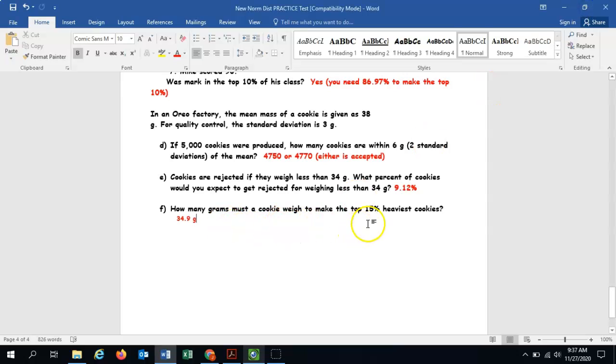All right, how many grams to make the top 15% heaviest cookies? Again, I recognize that they're giving me a percent, which means I want to use an inverse normal setup. So I'm going to do an inverse normal. And again, if they're describing the top 15%, remember we want the number that is below X, not above it. So in other words, if I have 15% above X, that means there must be 85% below X. And so when I calculate this, I'm going to go into inverse normal. And I'm going to use an area of 85%. My mean is 38. My standard deviation is 3. So here's what this looks like in the calculator.